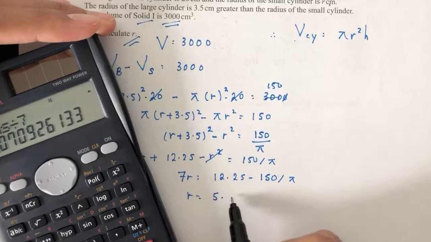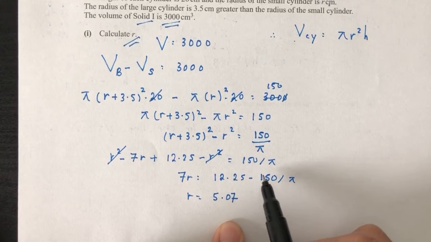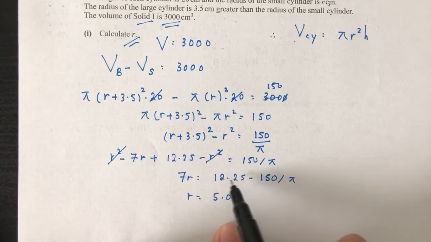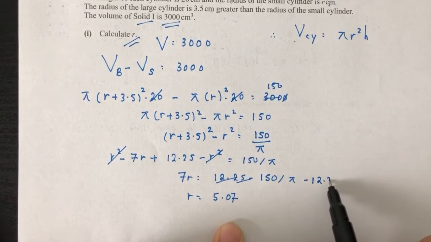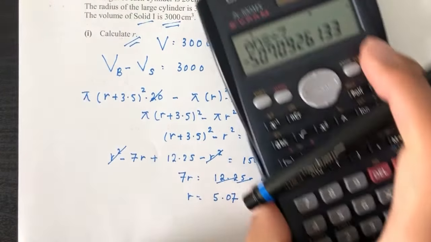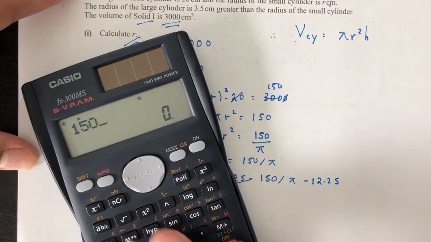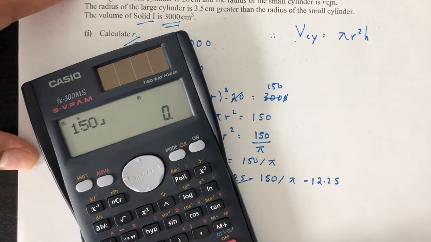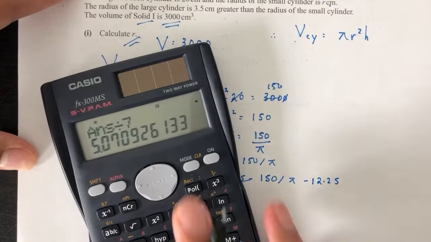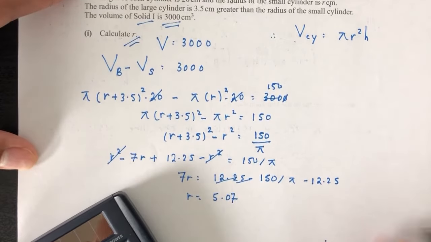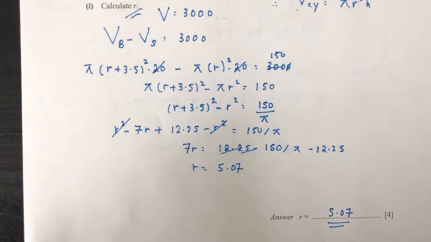r should be 5.07. It should be the other way around. So it would be actually a mistake here. When we send this over here, it should be minus 12.25. So it will be about the same answer. So let's try it again. So 150 divided by pi minus 12.25 should be this much. Divided by 7, 5.07. Radius will be 5.07 for the value of r.